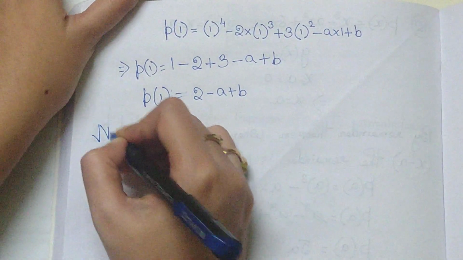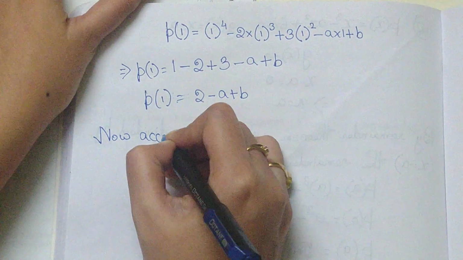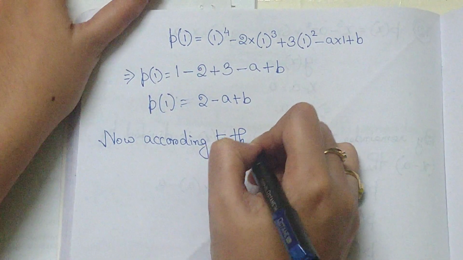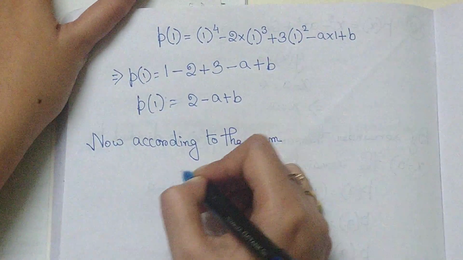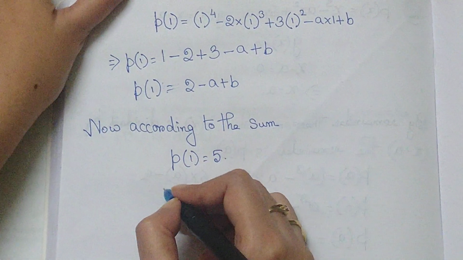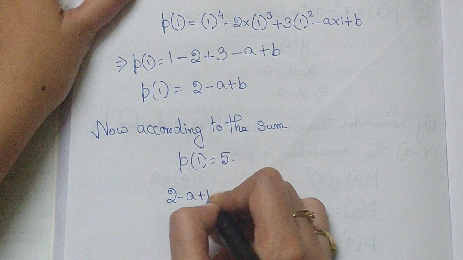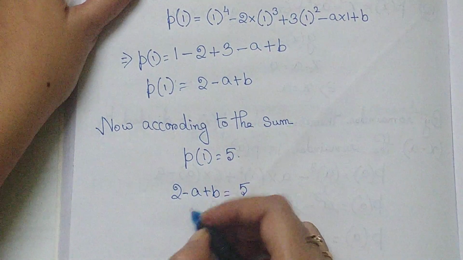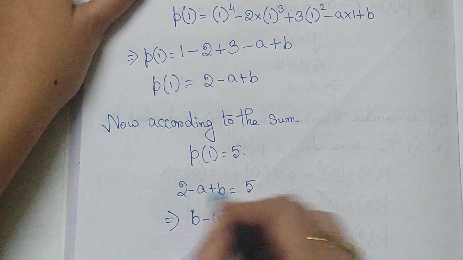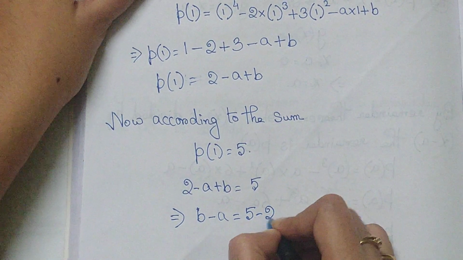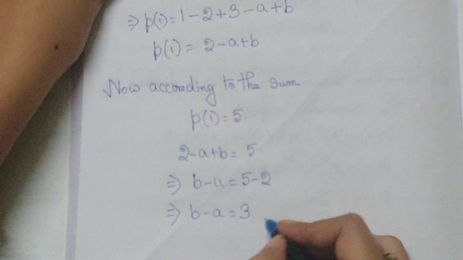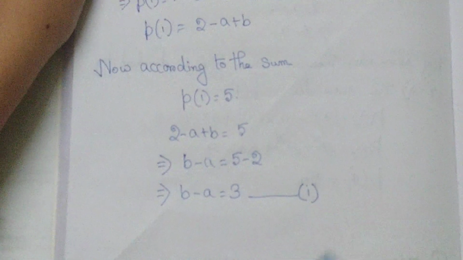Now according to the sum, P(1) equals 5. So P(1) is 2 minus a plus b equals 5. That is, b minus a equals 5 minus 2, which implies b minus a equals 3. I am naming this as equation number 1.